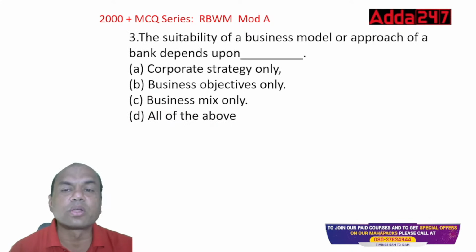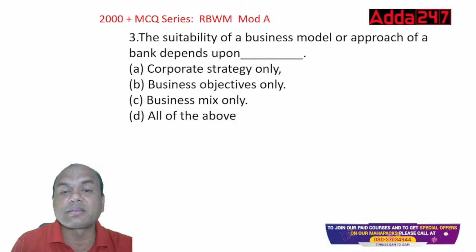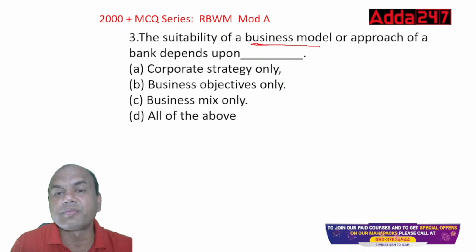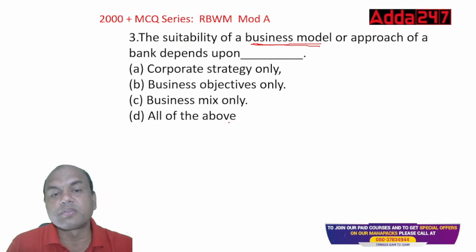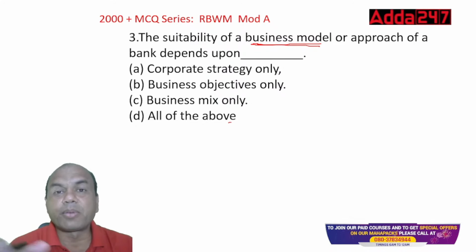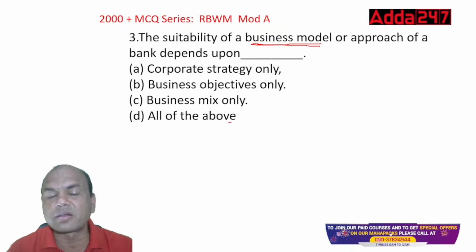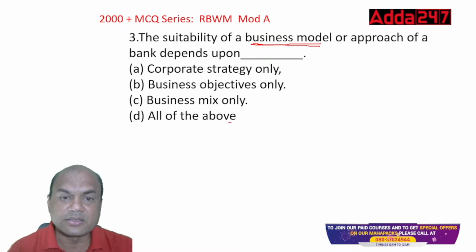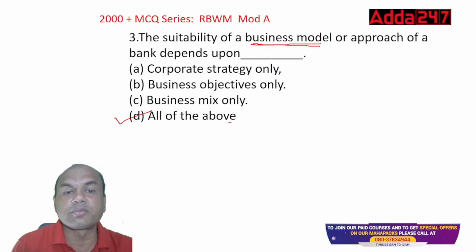The suitability of the business model or the approach of the bank depends upon. Business model means what we just saw, right? Which was that business model? SBU, departmental approach, integrated approach. And the options: corporate strategy, business objectives, business mix, and all of the above. If you want to apply, let's say, the departmental approach, how will you decide whether to go for it or for some other approach? It is all of the above, right?